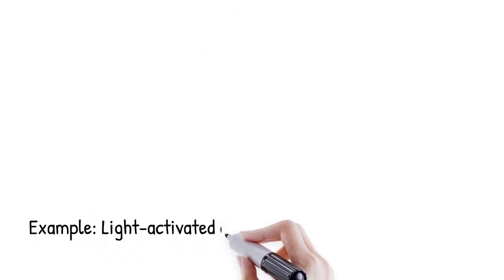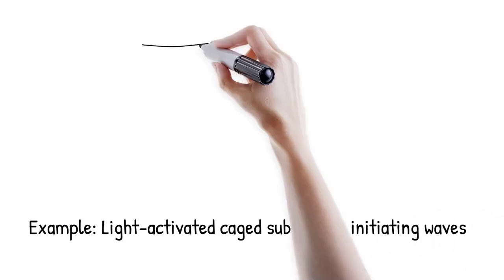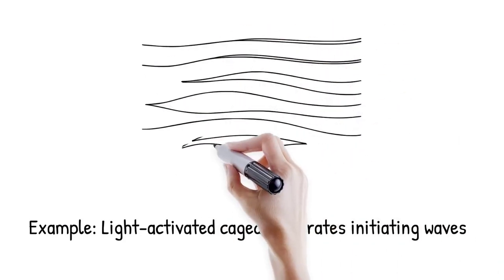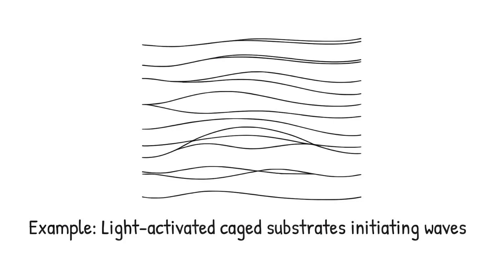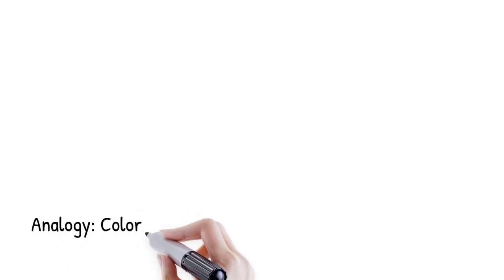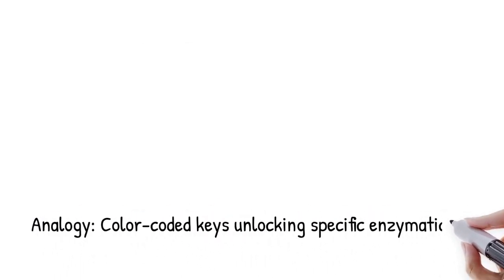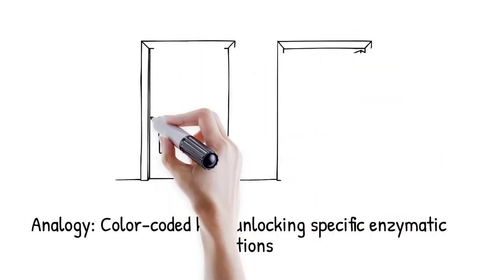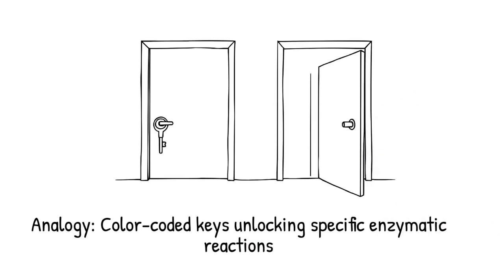Light-activated caged substrates remain inert until a UV pulse frees them, initiating a controlled enzymatic wave. It's like using color-coded keys to unlock specific doors in a building. Only the right key opens its matching lock. Enzyme and some keys can be stored securely until needed.